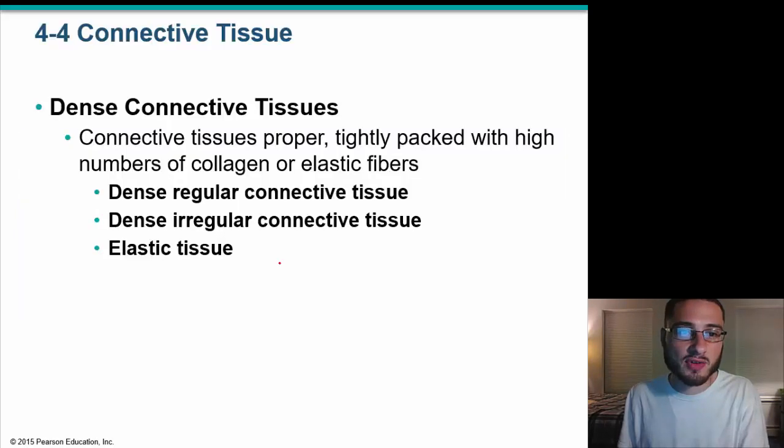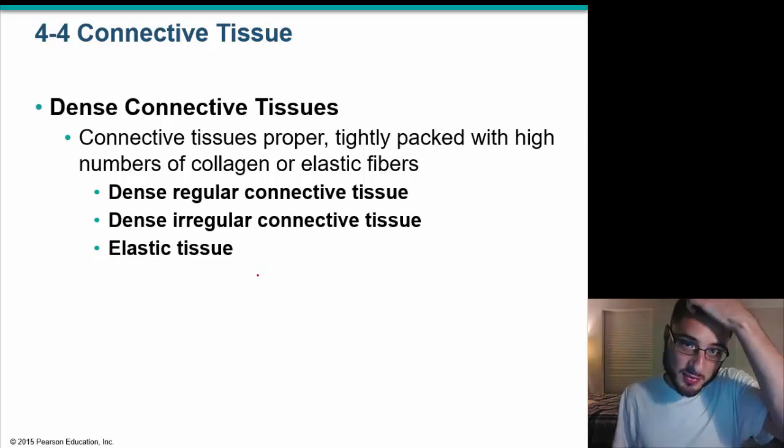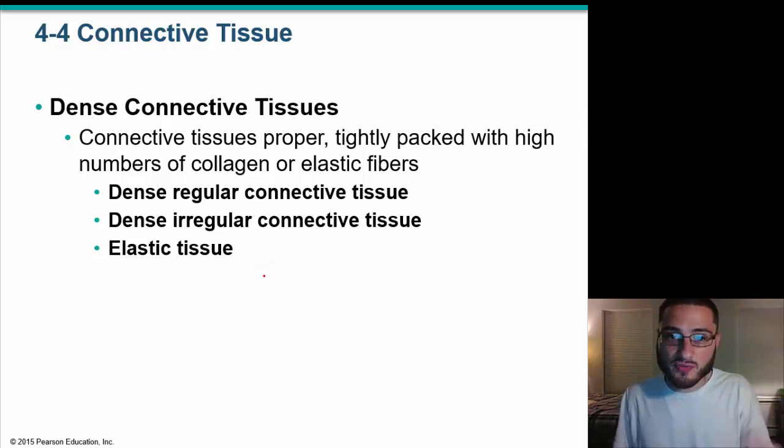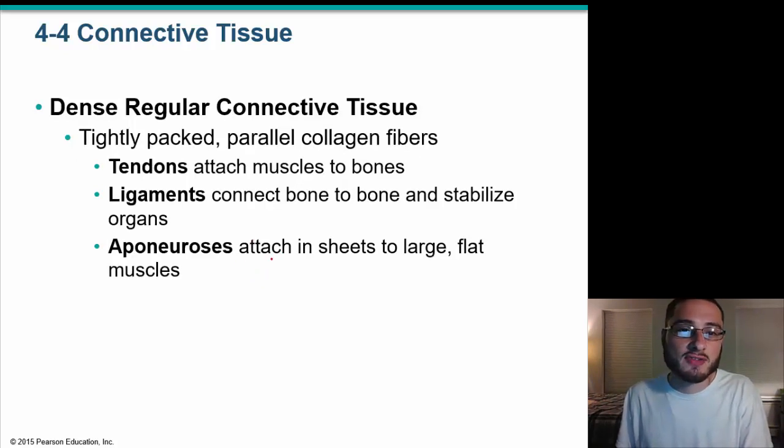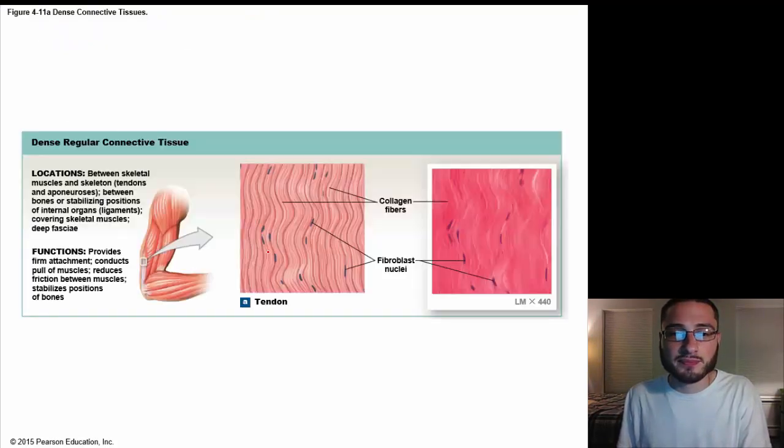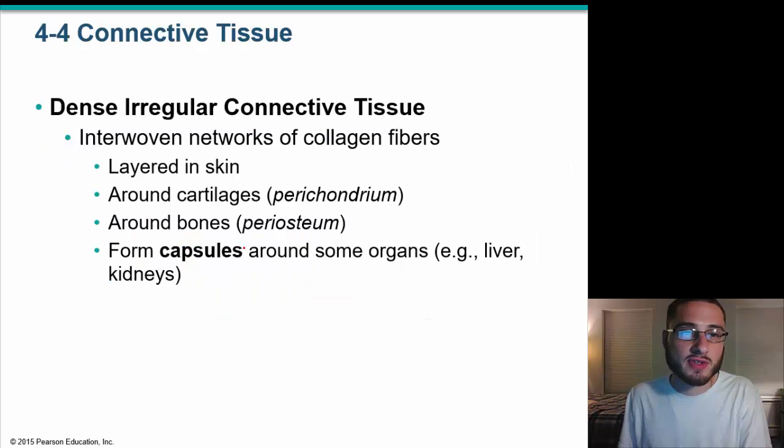And then you have your reticular tissue, dense connective tissue, a different type of connective tissue. You have your dense regular, you have your dense irregular, and then you have your elastic tissue. Dense regular is going to be our tendons, our ligaments, and then our aponeuroses. Here's an example of the dense regular connective tissue within your muscles. They have collagen fibers, which are going to resist any force.